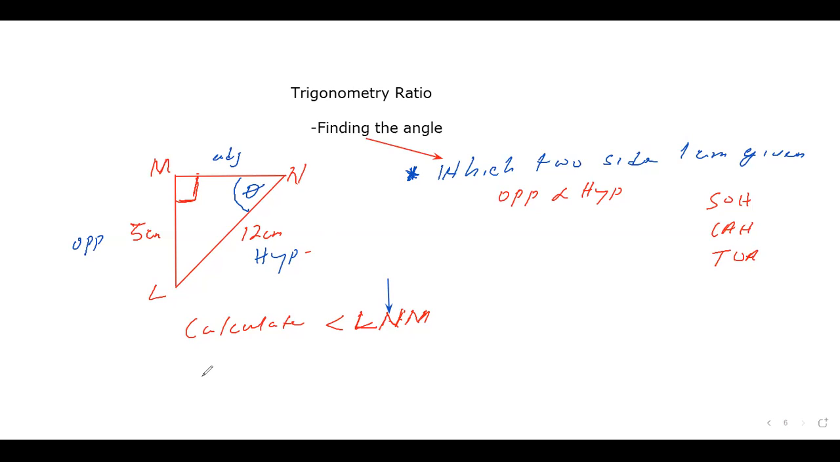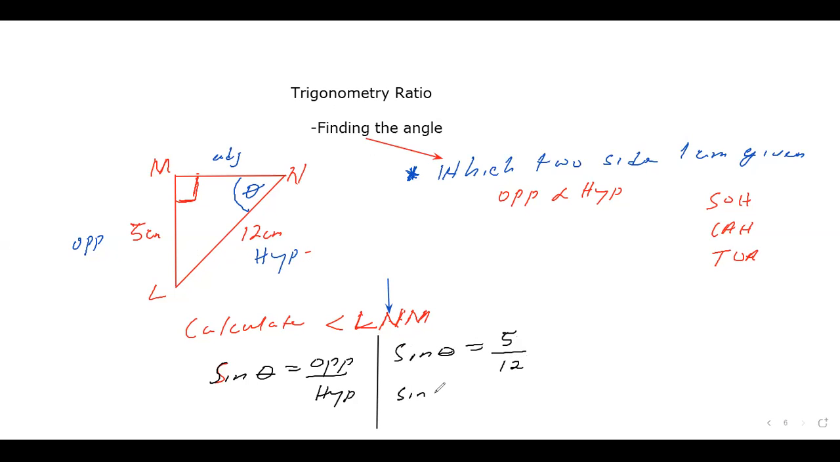So here you are going to say sine theta, so you start from here, right? Sine theta, we don't know, so put theta or n if you want. Sine theta is equal to opposite over hypotenuse, right? So we are going to set the values now. You put sine theta, and wherever you have opposite, you put 5 over 12.